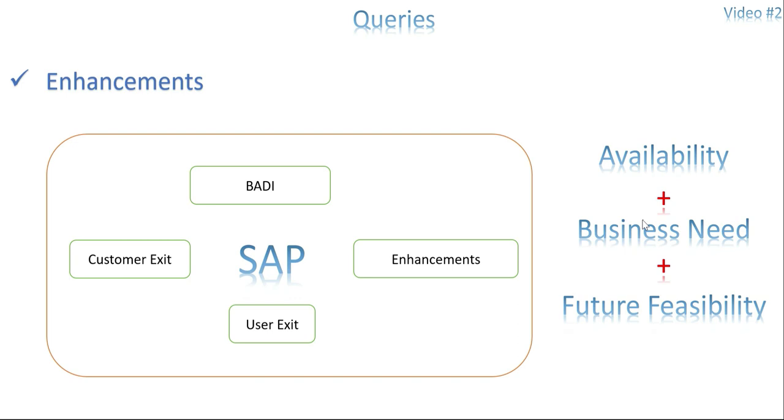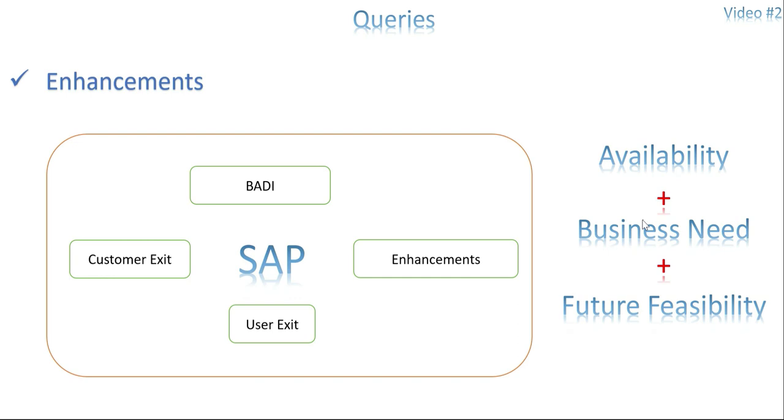The last one is future feasibility. Actually, it's not the last one, it's actually the first one I can say, because whatever enhancement you are doing, you have to make sure that any upgrade happening should not affect your enhancement. Okay, so always keep that in your mind. And there is a very common question: what happens to my enhancement after an upgrade? Okay, so depending on these three, we have to choose which one is best for my scenario.